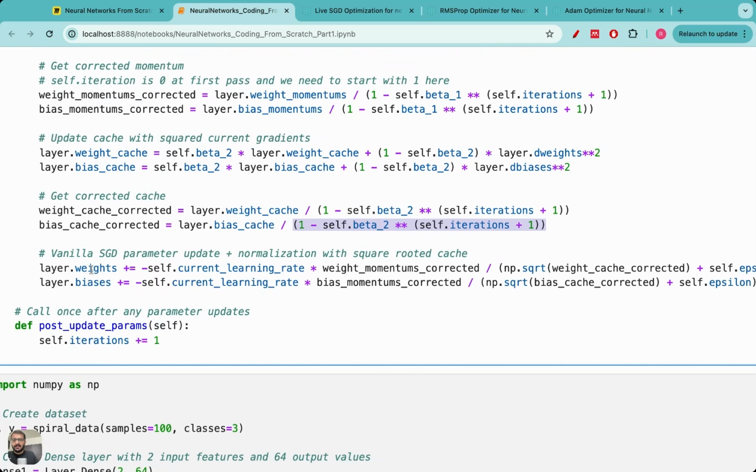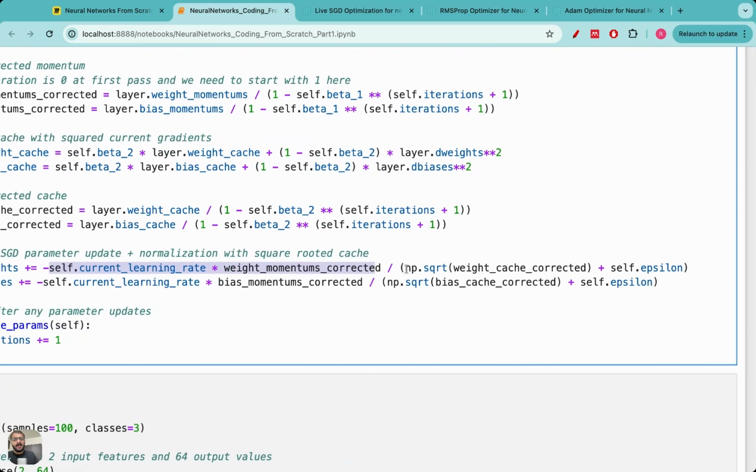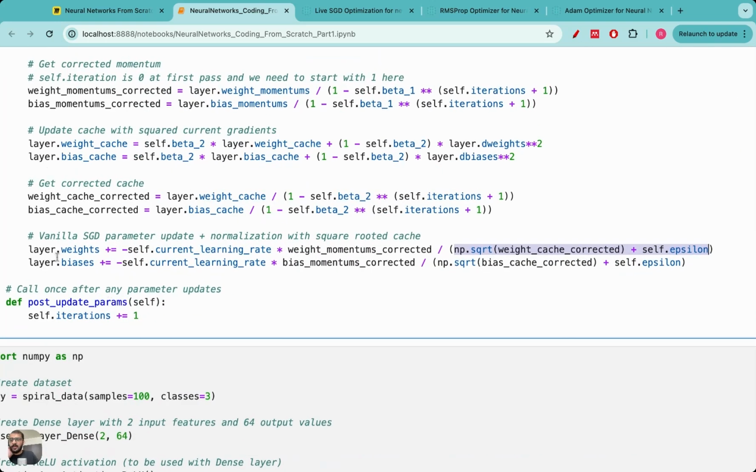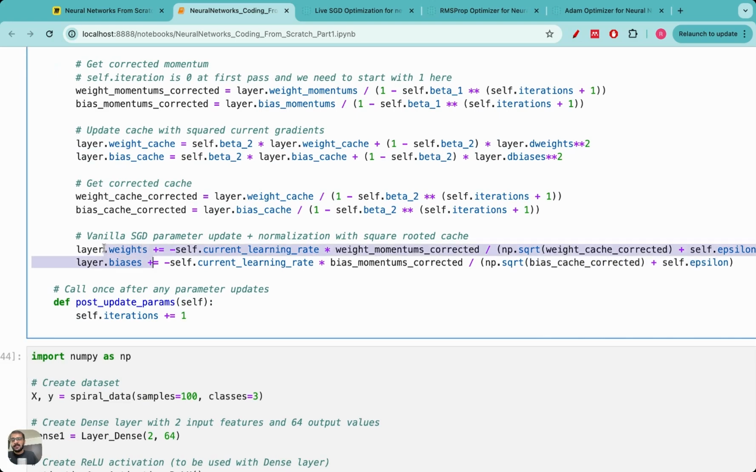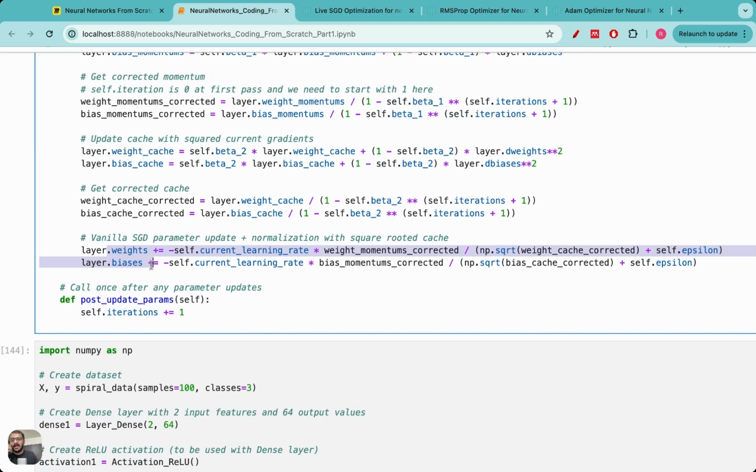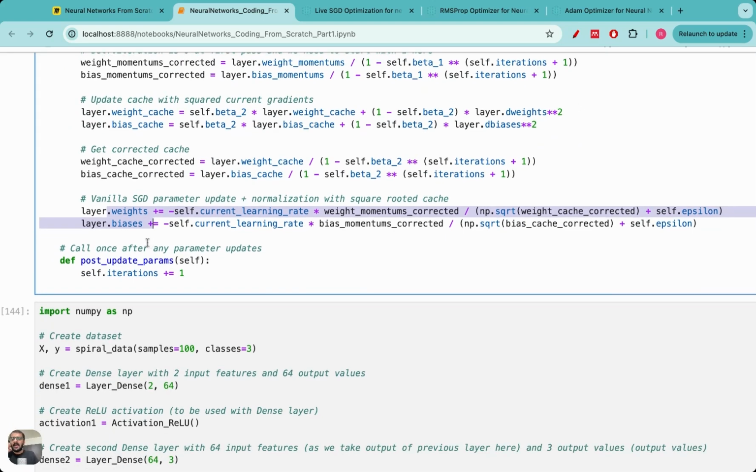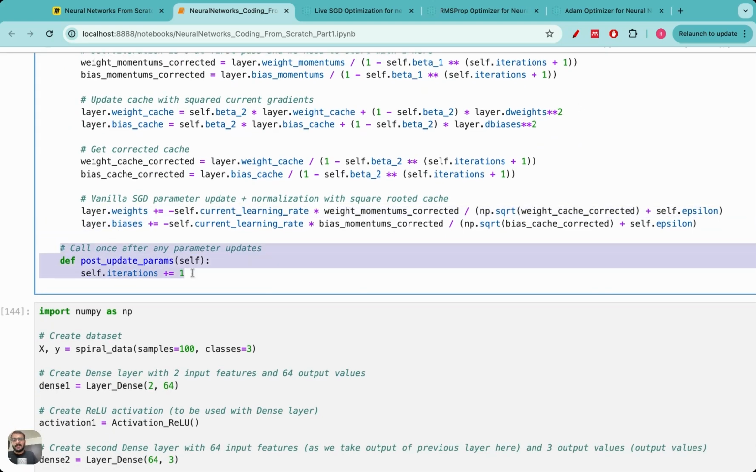The current weights are the previous weights minus alpha times the corrected momentum divided by square root of the corrected cache plus epsilon. Similarly, for the biases, the current bias is equal to the past bias minus alpha times the corrected bias momentum divided by square root of corrected bias cache plus epsilon. So this is how the weights and biases of every single layer of the neural network are updated according to the ADAM optimizer. And finally, it's very important to call the post update params.